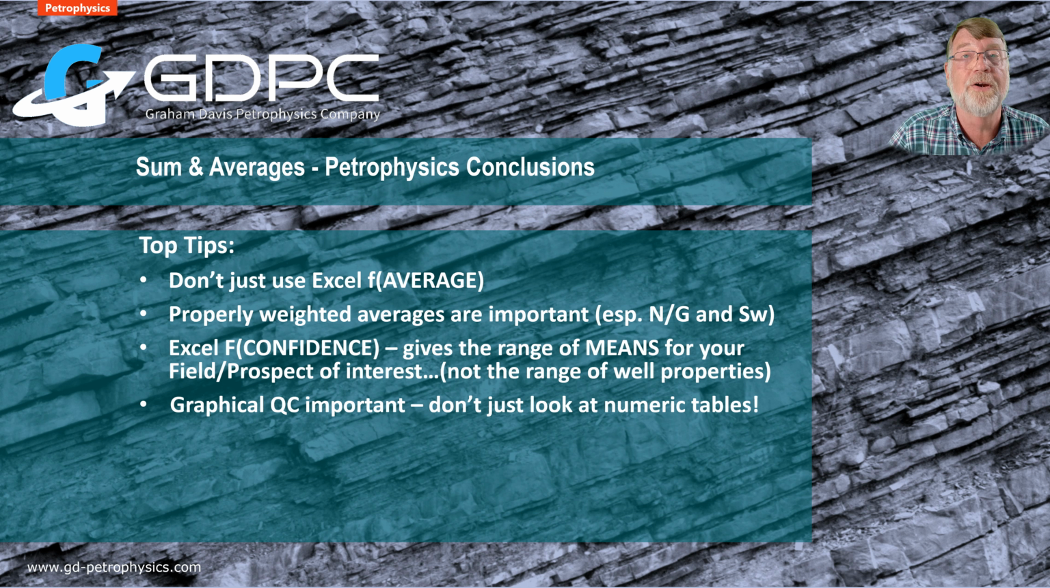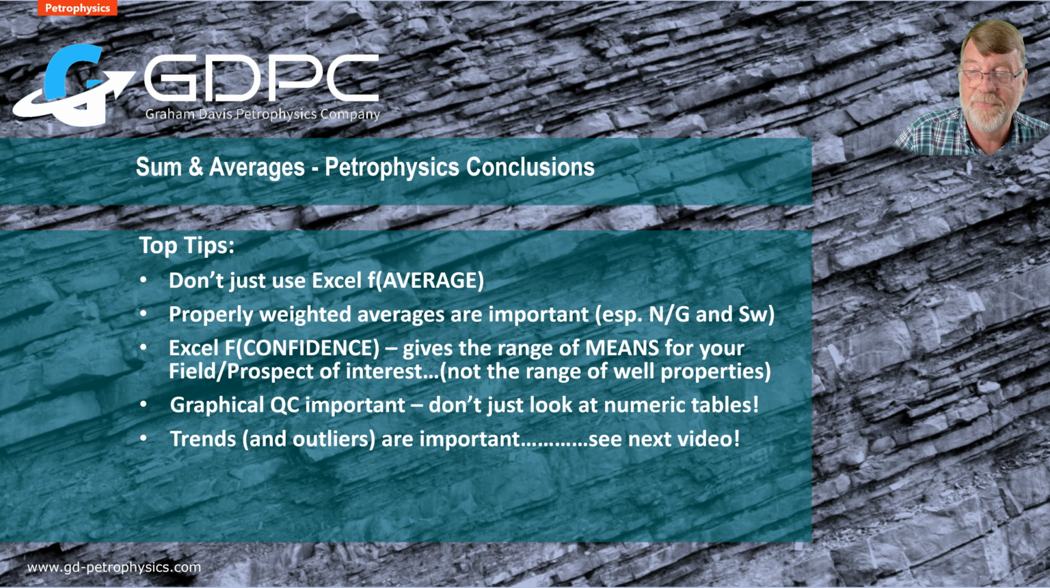Graphical QC is important. Don't just look at numerical tables. The trends and outliers are important. These QC tables can show if there's anything that needs to be investigated further. If you've got a porosity log that's lying way off the line, or a very thin interval, why is it so thin? Is it faulted out? Is it representative? Do you want to consider removing it from your data set? It's just good to look at trends and outliers, and there'll be more of that in my next video, hopefully.